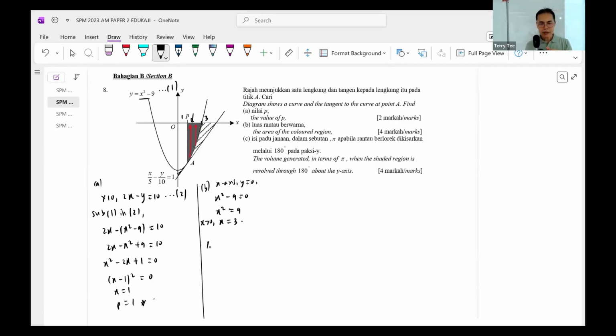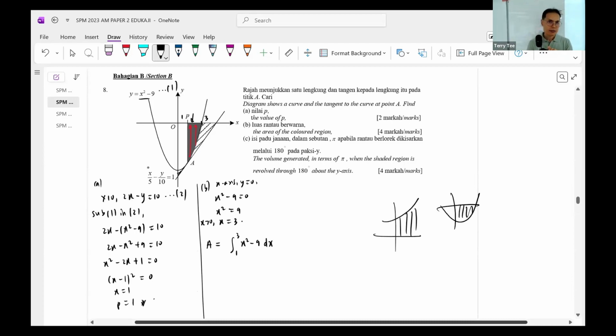So, my area, you got to integrate. Okay, but one thing, guys, if you integrate 1 to 3 x squared minus 9 dx, you're going to get positive or negative? You're going to get negative. Why? If the area is above, you integrate, it is positive. If the area is below the x-axis, you integrate, you're going to get negative. Since the area cannot be negative, you either put a negative in front or a modulus in front.